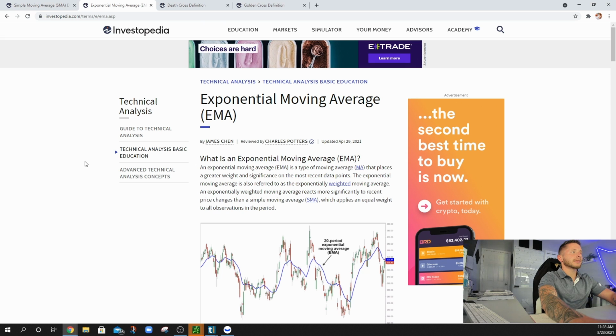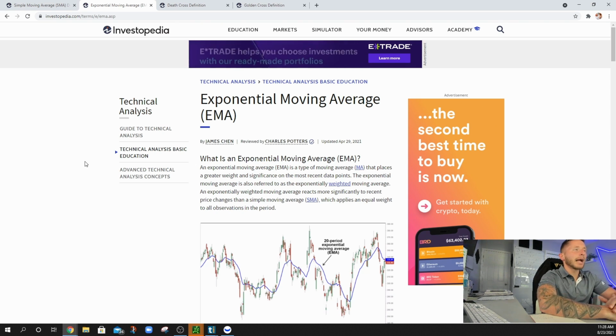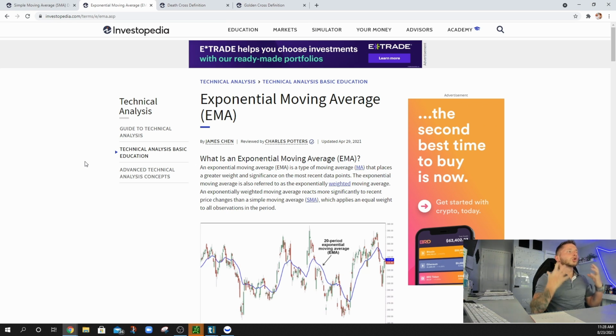Let's talk about EMAs. So an exponential moving average, an EMA, is a type of moving average that places greater weight and significance on the most recent data points. The exponential moving average is also referred to as the exponentially weighted moving average. An exponentially weighted moving average reacts more significantly to recent price changes than a simple moving average, which applies an equal weight to all observations in that period.